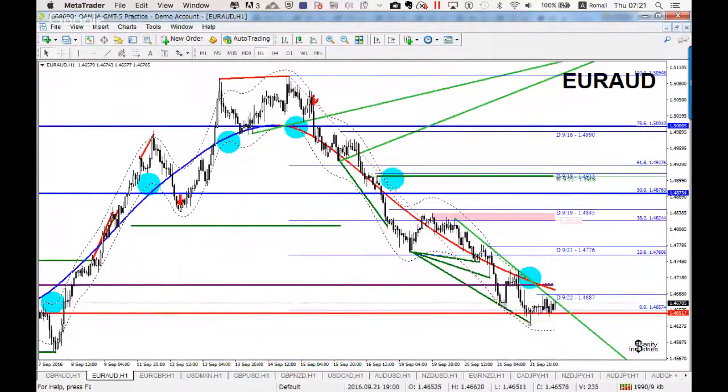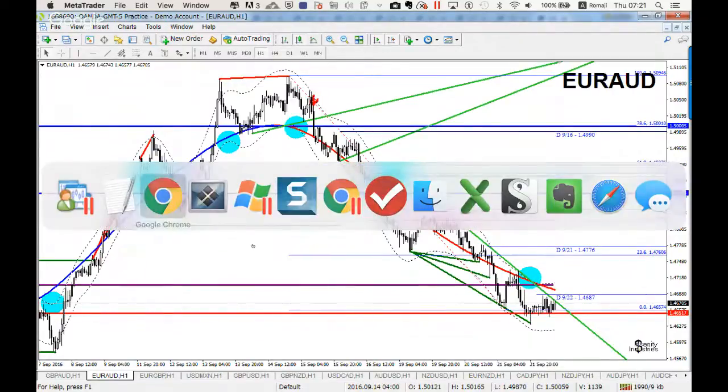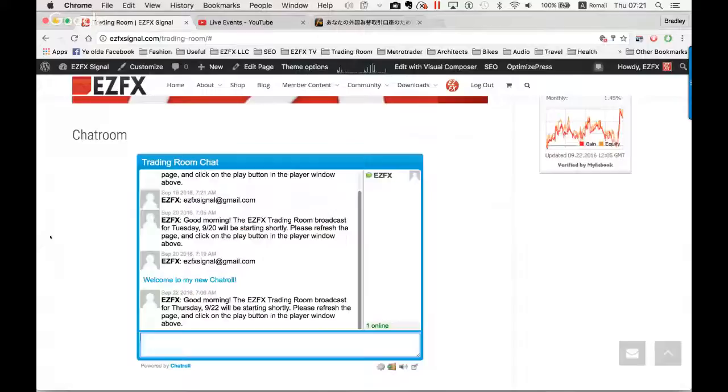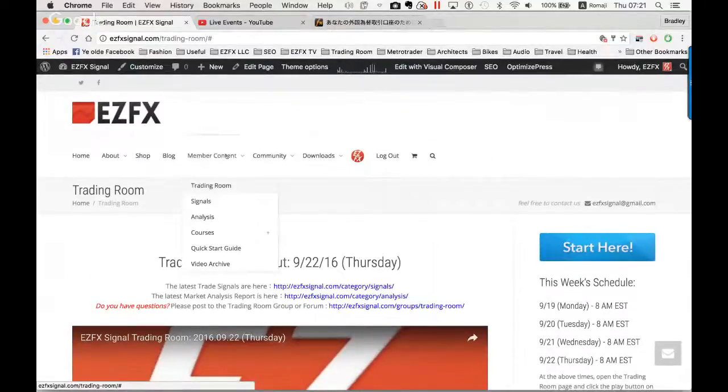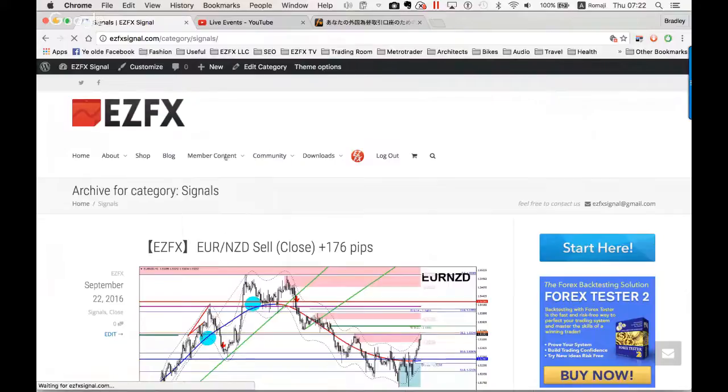This went all the way, and now it's setting up a potential buy trade. So how much profit did we take on this? Let me just jump back to the blog real quick. Let's check the signals blog and see where we're at. I did change the menus a little bit to make it more compact. I think it's understandable. All the member content is under this member content, so signals and everything.